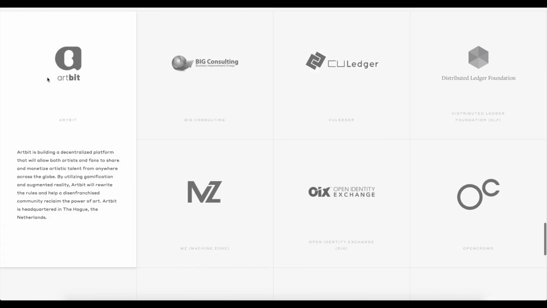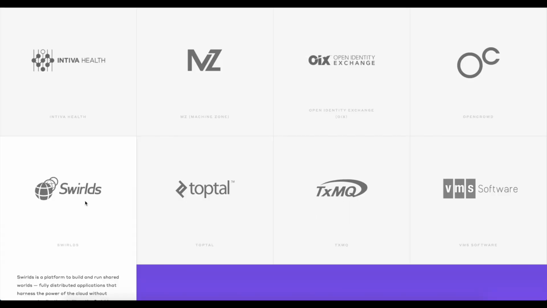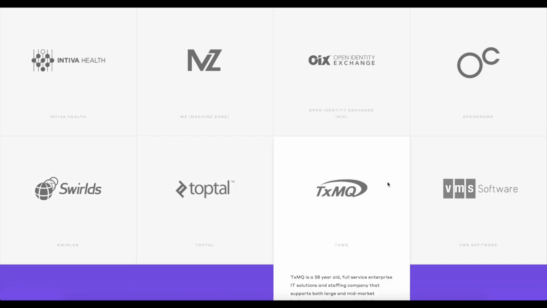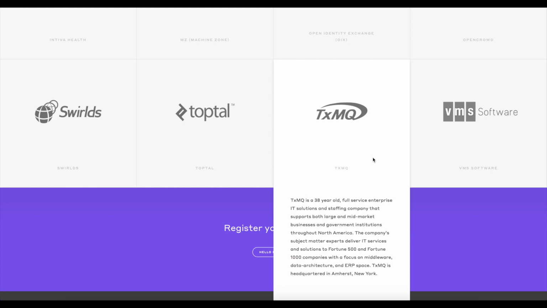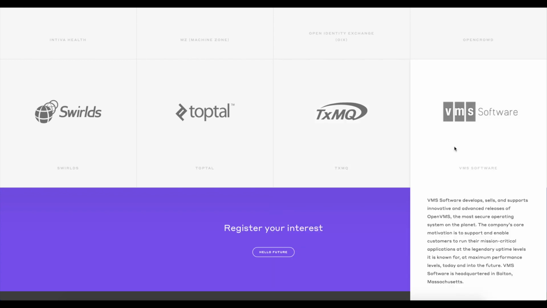Then they have different partners. You can go and check the Hedera Hashgraph SDK at Swirlds. You can make decentralized applications on top of Hashgraph. So that is also very big. Then they are teaming up with big companies. TXMQ is a 38-year-old full service enterprise IT solution and staffing company, which is also their partner. Then they have VMS software developers, which are also one of their partners.